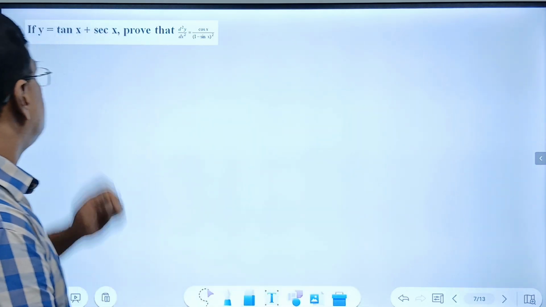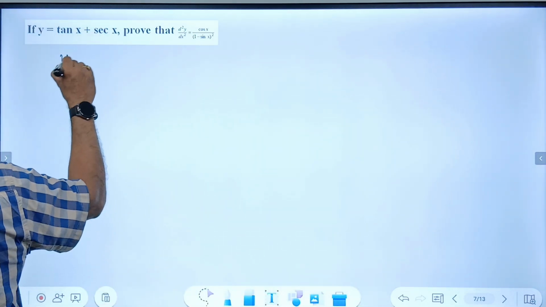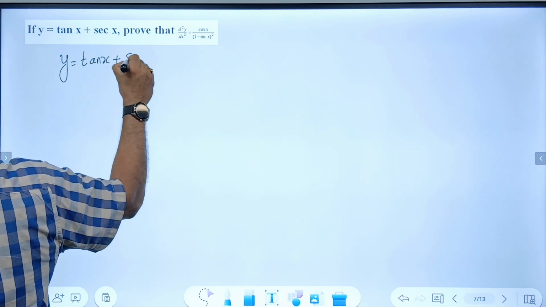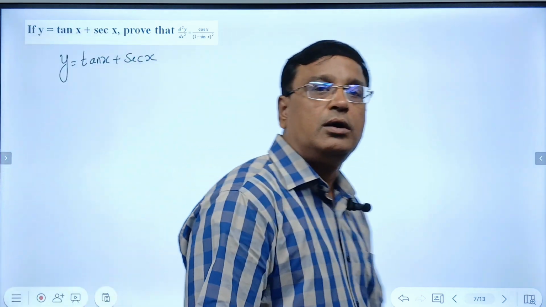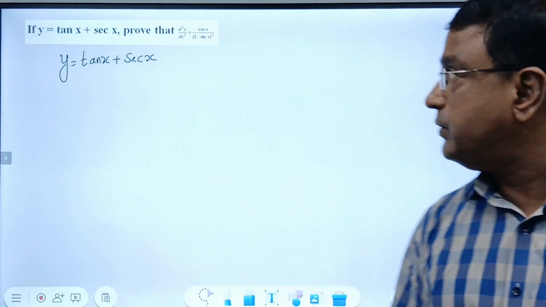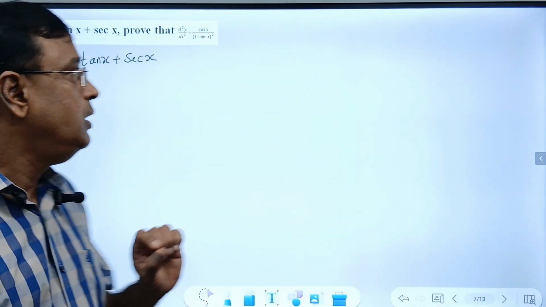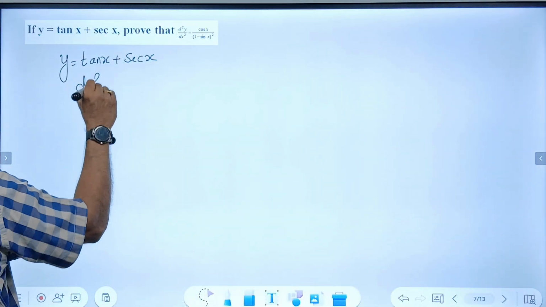Now let's go to the next one. Now this is a very nice problem. You get y equal to tan x plus secant x. And I need to prove that d square y by dx square equals cos x divided by (1 minus sin x) the whole square. So what I do here is first I differentiate.